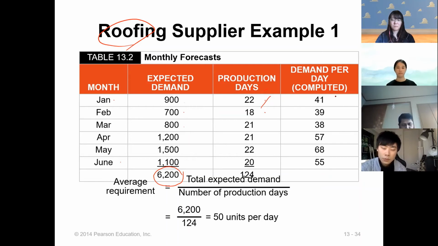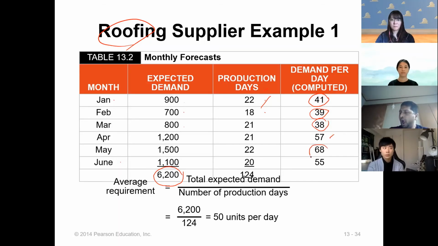You can calculate your demand per day. For example, for January, the demand per day is 41. Think like this: demand is what the customer wants. I repeat, demand is what the customer wants, because it is coming from your forecast, right? So 41 is what is demanded by the customer every day. In February, 39. In March, 38. Of course, it is from the forecast. And so on.